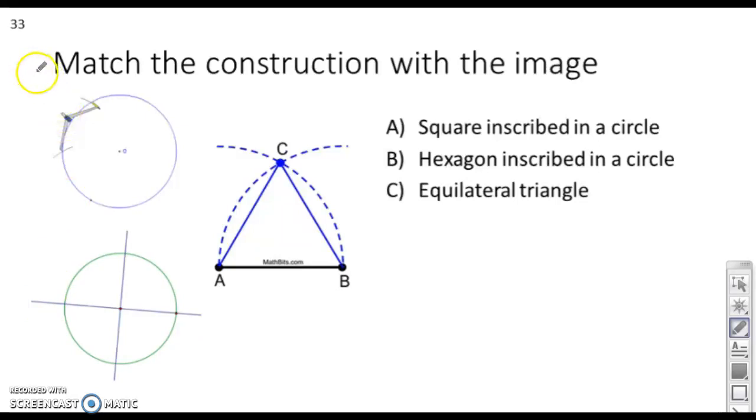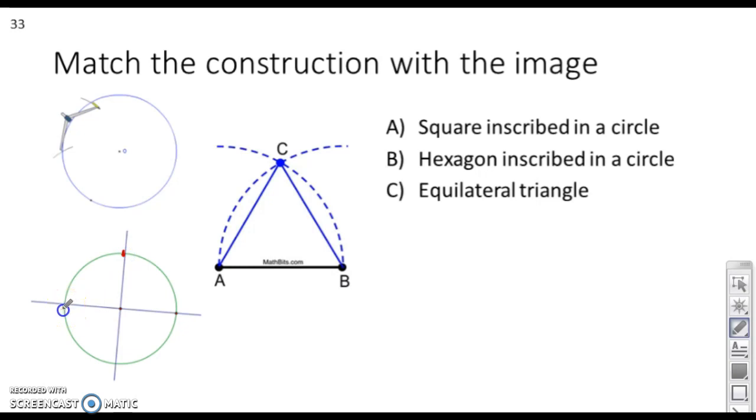Match the construction with the image. All right, so we have these three constructions and we have to try to figure out which image it goes with. So the first one is a square inscribed in a circle. So if we look at all of these pictures, we're trying to figure out which one could give us a square inscribed in a circle.